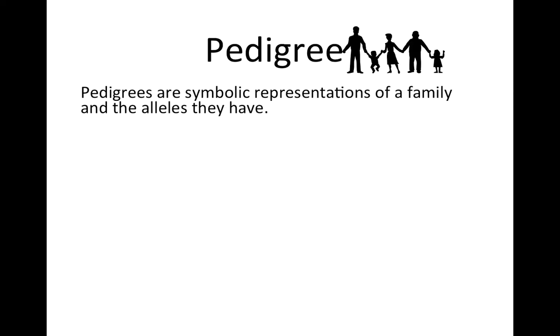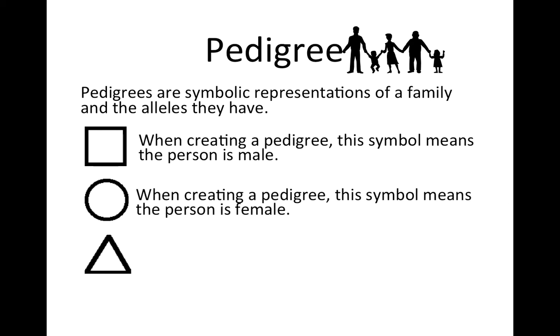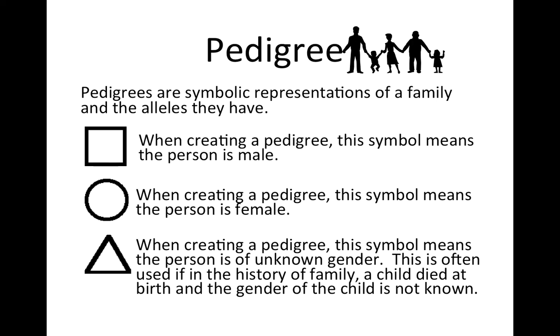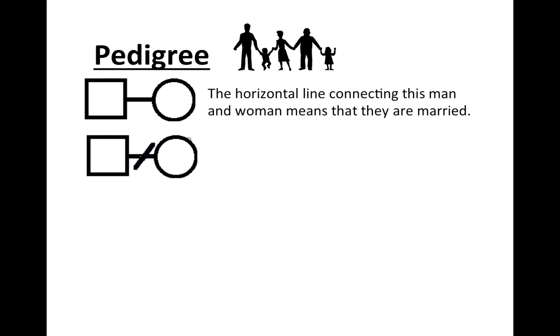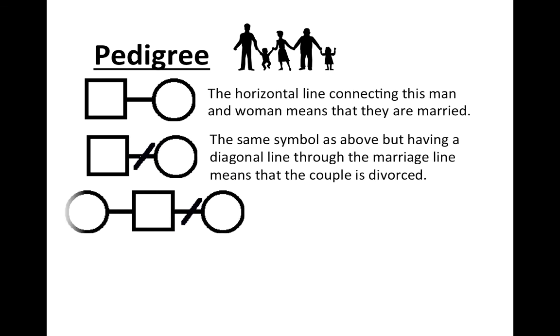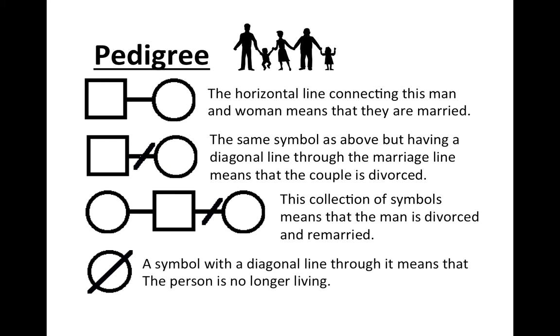So a pedigree, like we've said, is a symbolic representation of a family and the alleles they have. So this is a male, this is a female, this would be an unknown gender. Useful if the child has died at birth, or if the gender of the child is unknown. Okay, this means they're married. This means they were divorced. This means that they were married and then divorced and then remarried. This means the person has died or is no longer living.